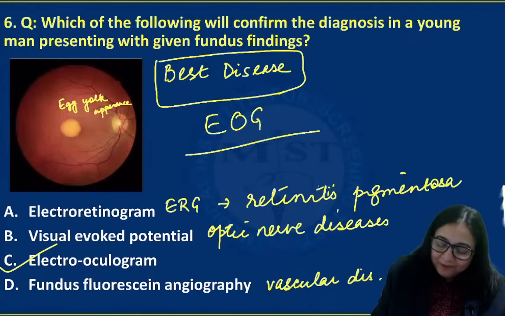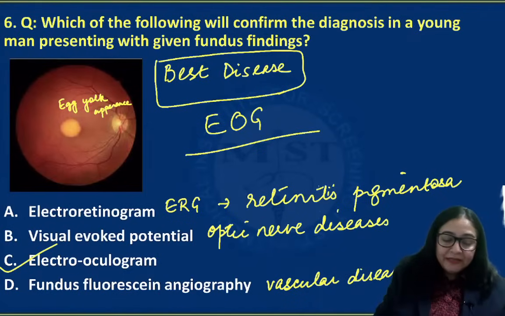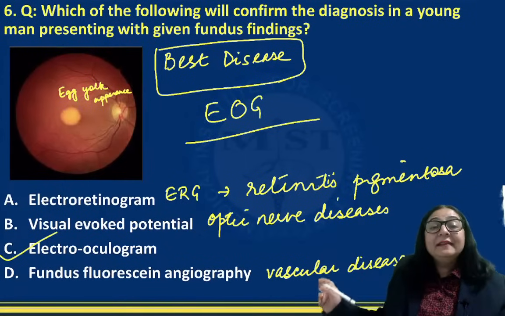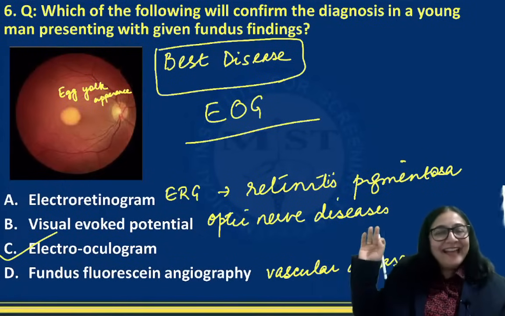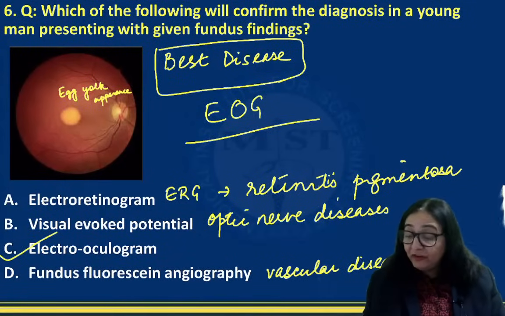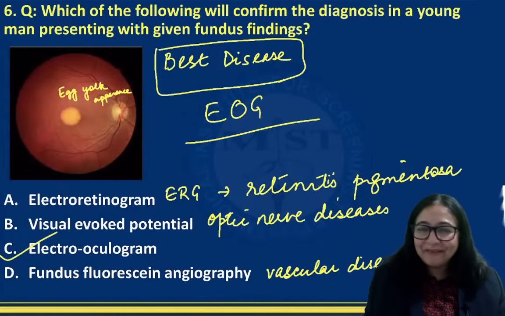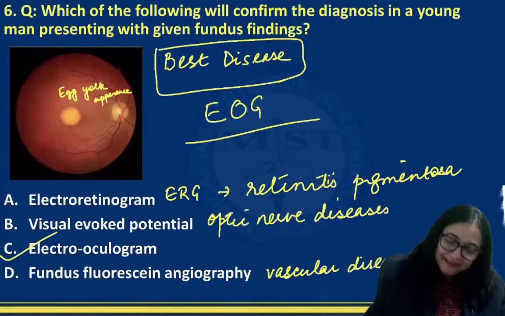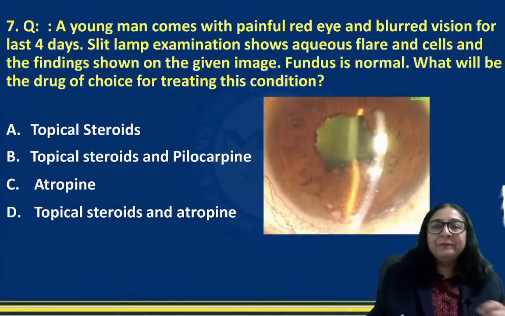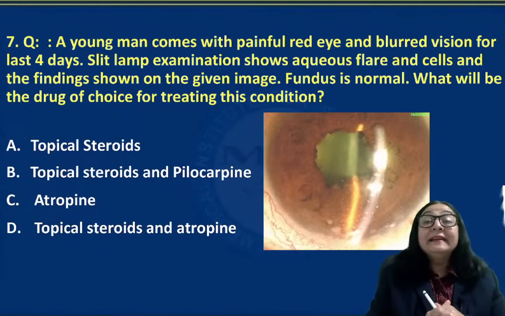Fine. So this question is making you learn what is Best disease, how Best disease looks like, and what is the investigation of choice for Best disease. Okay, now don't forget, beta, if this comes in the exam. All right, let's move to the next question. Let's move to the next clinical case scenario.